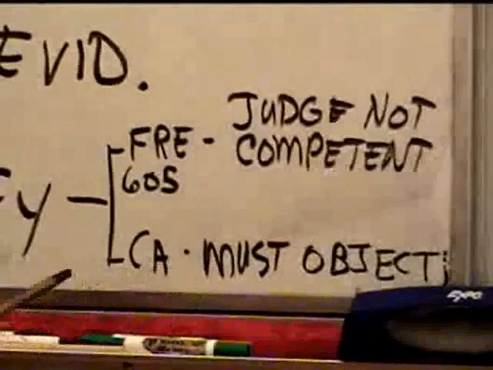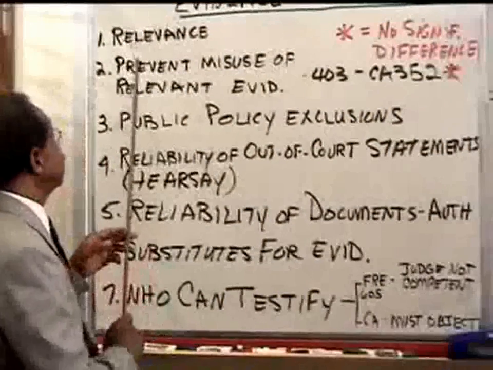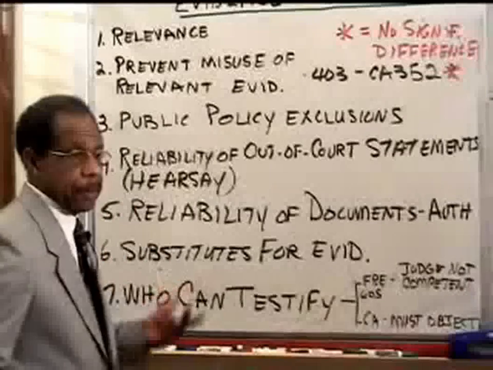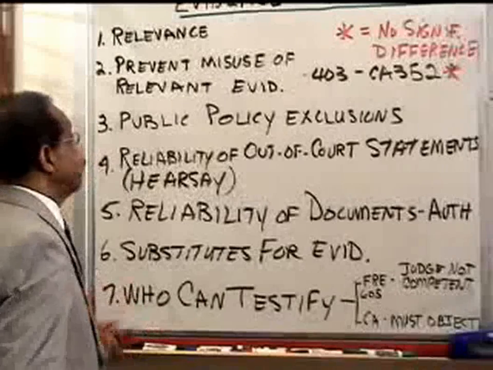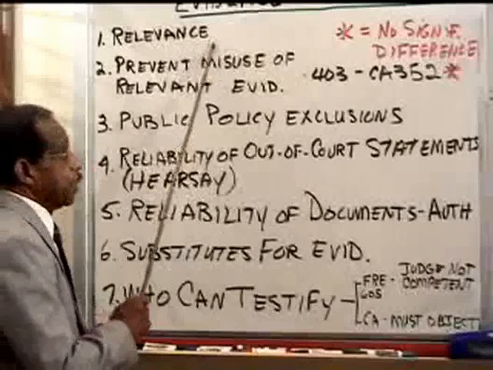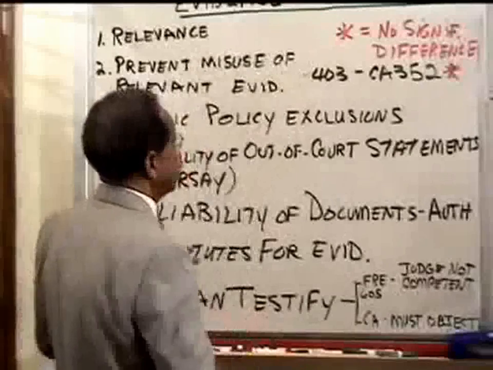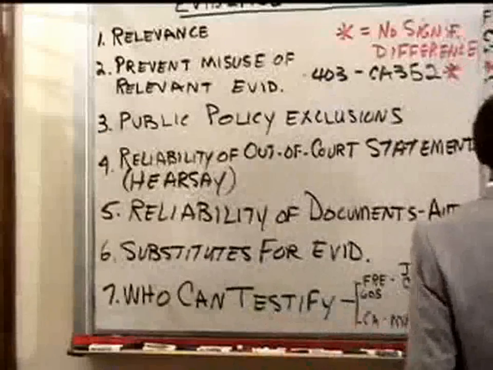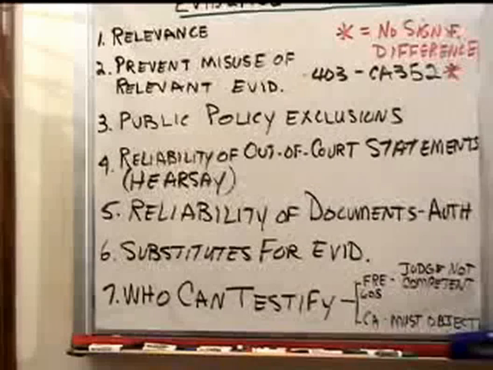Now, we're going to start by going right through each of these conceptual categories and looking at a comparison of the federal rules of evidence and the California rules in each of these conceptual categories. We begin with relevance.